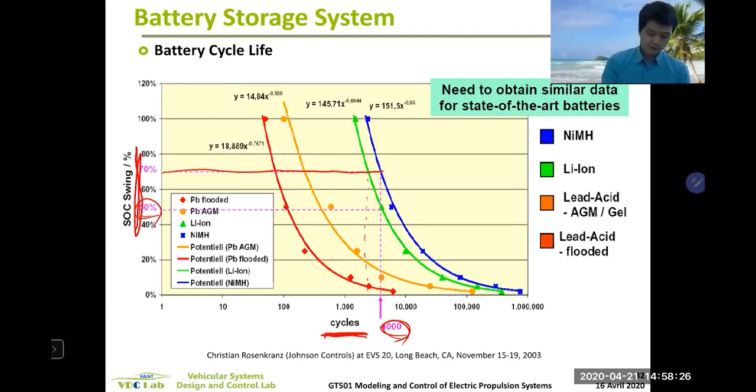But if you use 70%, then you will have about, I don't know, 2,000 cycles here. So this tells you if your SOC swing increases, your battery cycle life decreases, okay? So I suggest you charge your battery often, okay? If you want your battery to last longer and keep it healthy, okay?